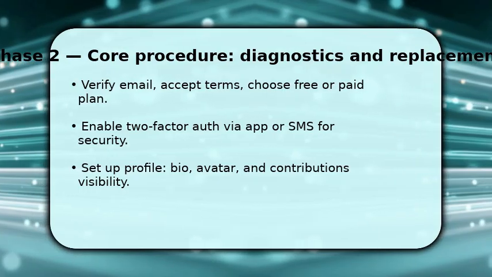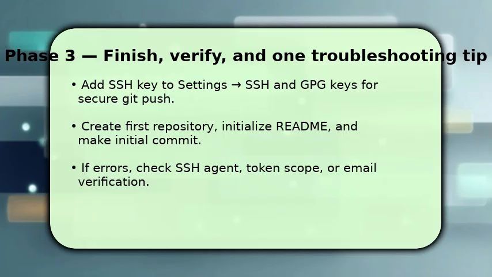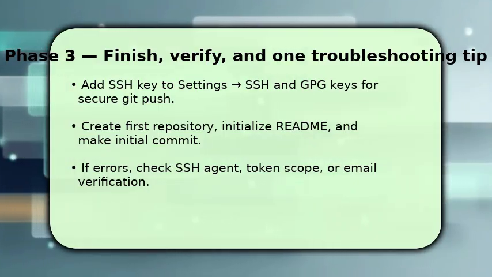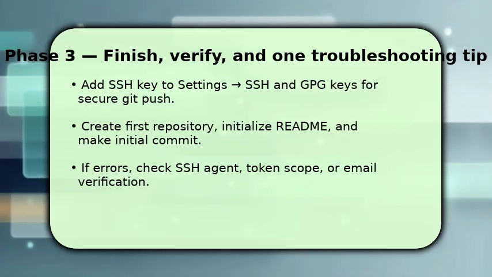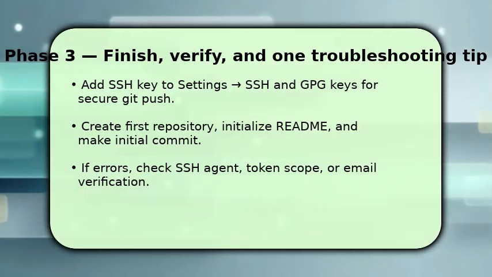You finalize by generating an SSH key on your machine and adding it to GitHub settings. This enables secure Git push and pull without re-entering credentials. Create your first repository, initialize a README, and make the initial commit. That confirms local to remote workflow.